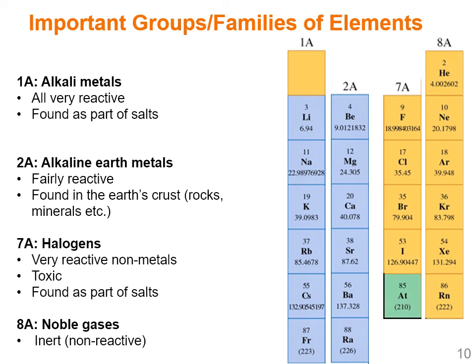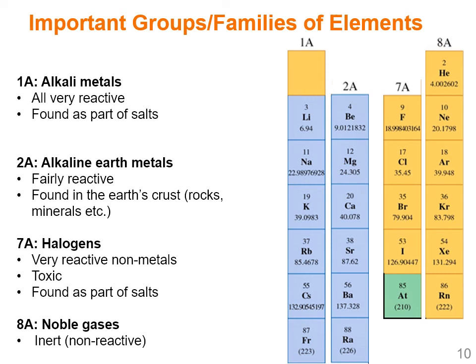Group 7A are mostly nonmetals, and these are all very reactive elements. They're all toxic to life. And because they're very reactive, they're never found in elemental form. They're always found as parts of salts combined with other elements. For example, sodium and chlorine make sodium chloride, which is table salt that we eat, or which is the salt in the oceans.